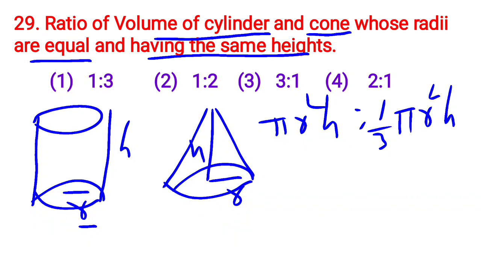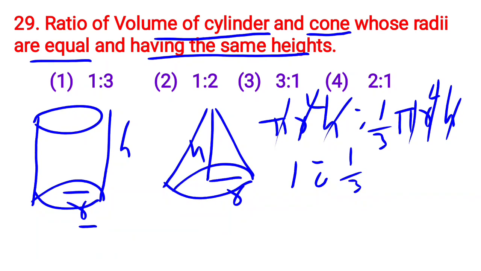Now h cancels on both sides, r square cancels, pi also cancels. On the left side all terms are cancelled, so 1 will be there. On the right side, 1 by 3 will be there. Then this 3 goes to the left side. So the ratio is 3 is to 1. So option 3 is correct.